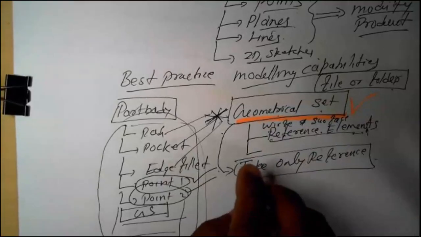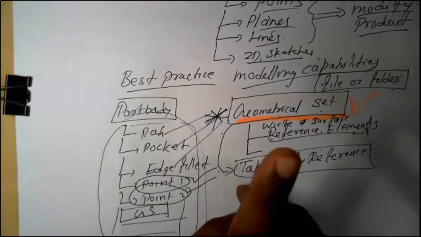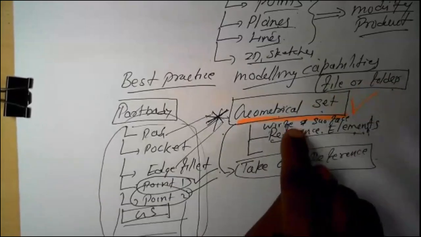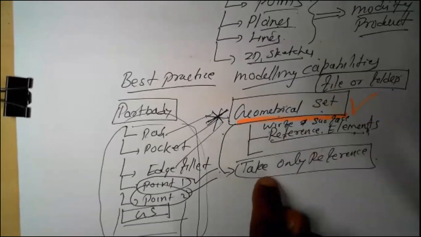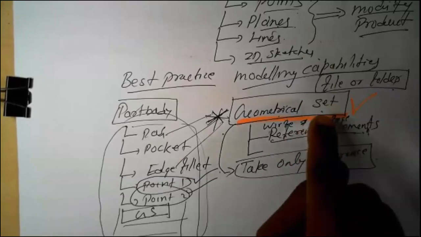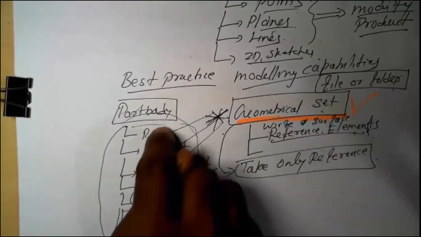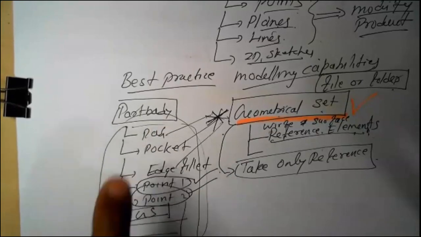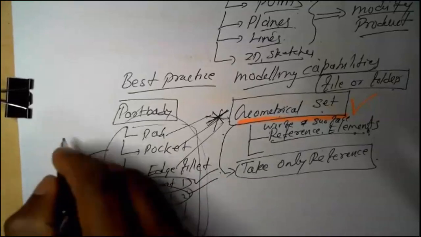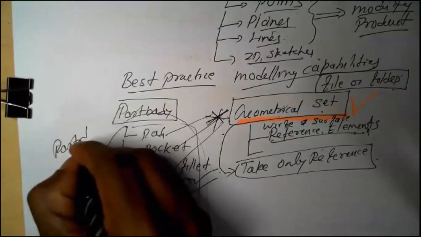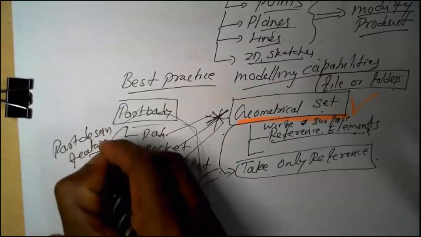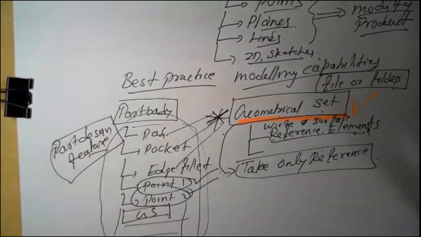So to make it very clear, number one, geometrical set is a file or a folder which accepts wireframe reference elements, and it takes only reference elements. Very important, it never accepts pad or pocket or edge fillet, which are part design features. Understood?